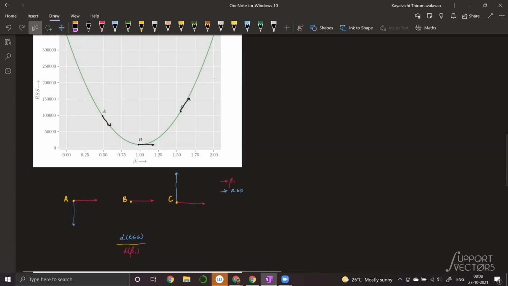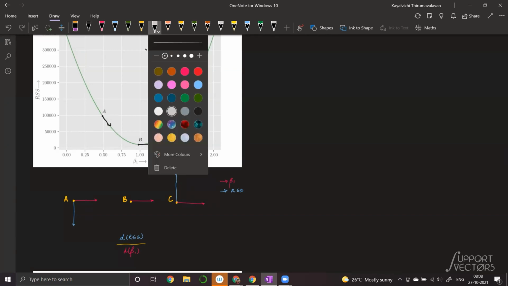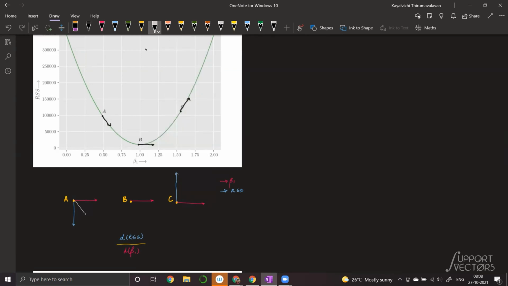So it is positive. So how do you actually know, where do you see that it's increasing or decreasing? How do you actually know at point A it is decreasing? At point A, it's like this, right? The slope is actually like this. So where do you see it?